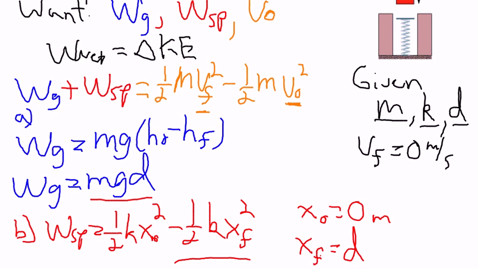So what you should be able to do then is you take your work done by the spring, plug it in up here, and your work done by gravity, and plug it in up here, and solve for that initial velocity, and that should make doing part D possible as well.